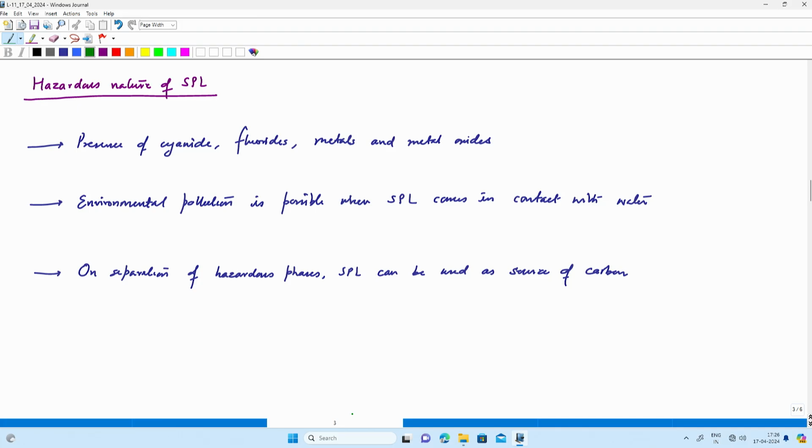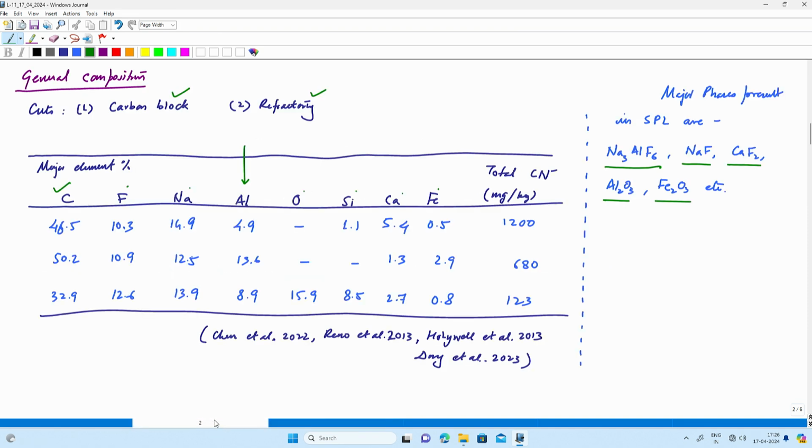What exactly is the driving force when we think of recycling SPL? So one has to think of understanding the fact that the SPL has hazardous substances, hazardous phases present in it. So the hazardous nature of spent pot lining. In the previous slide we've just seen that cyanide and fluorine, present as of course fluorides, are already present as major phases. So major phases have fluorine and cyanides.